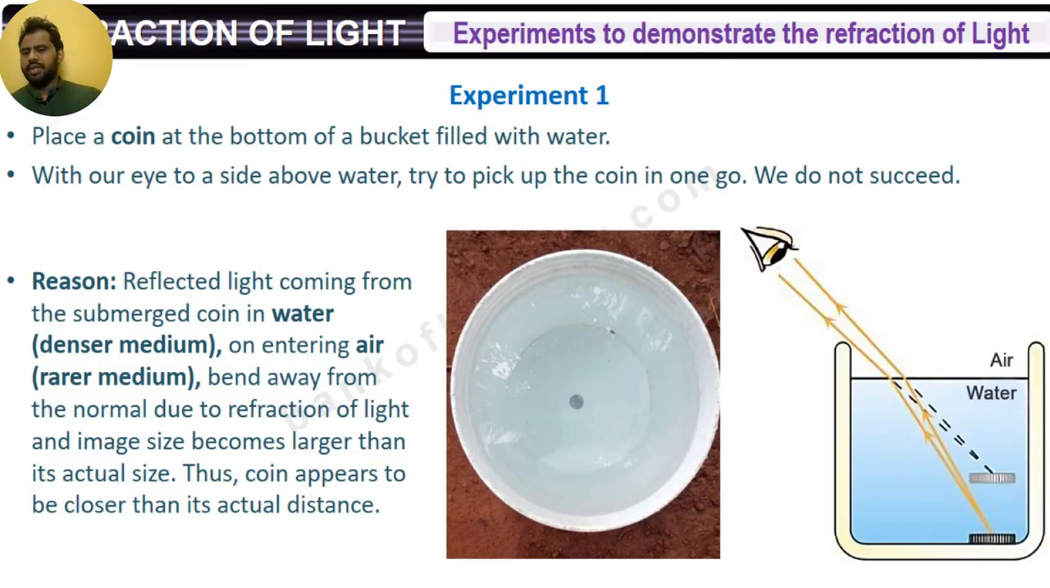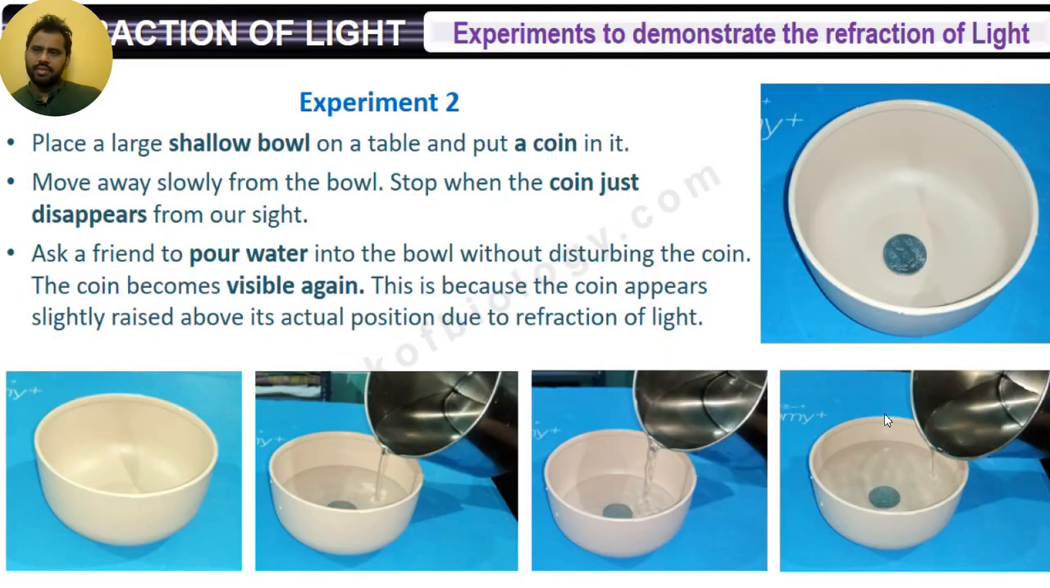The image size becomes larger than its actual size. Thus the coin appears to be closer than its actual distance. This is one experiment to demonstrate the refraction of light. Place a large shallow bowl on a table and put a coin in it. Move away slowly from the bowl. Stop when the coin just disappears from our sight. Ask our friend to pour water into the bowl without disturbing the coin. The coin becomes visible again. This is because the coin appears slightly raised above its actual position due to refraction of light.